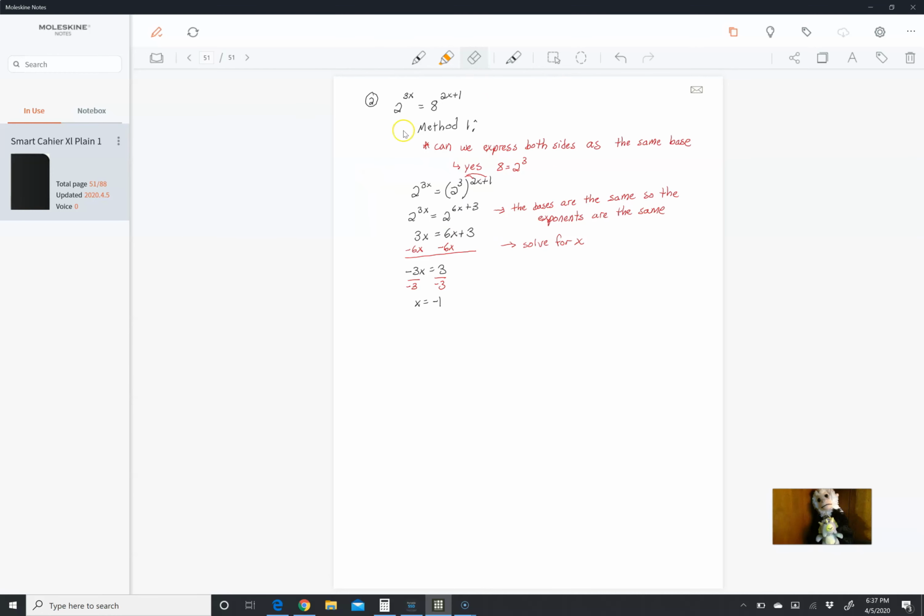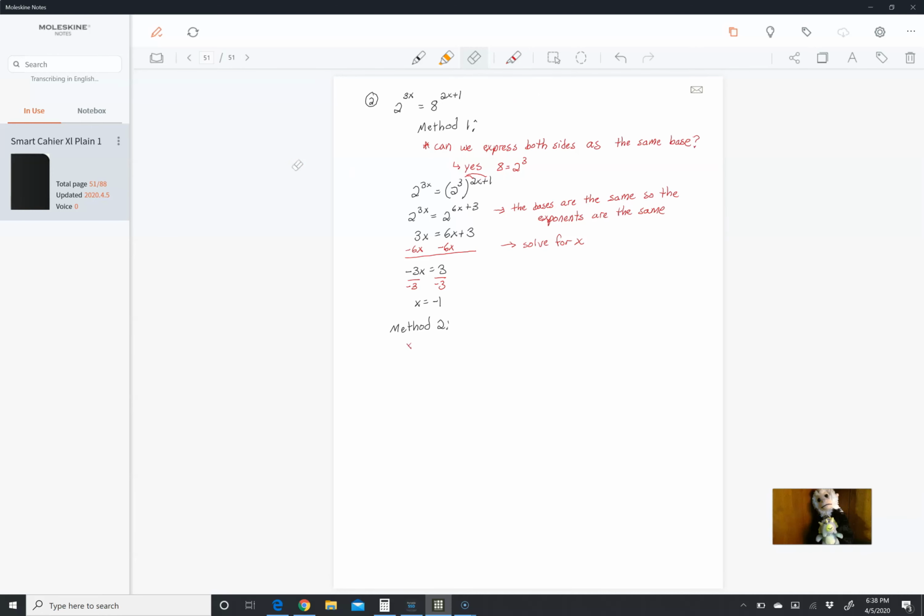Okay, so let's take the second method. The second method is really for somebody who can't spot very quickly that you can express 8 as a base of 2. Most of you will be able to do that, but when we get to other problems, you might not be able to do it so quickly, or you might not be able to express both sides as the same base. So method 2 will always work, whereas method 1 only works under this situation. Okay, so let's take method 2. The big difference is we don't have to check for this. We don't have to look to see if we can answer that question. Okay, this is the big question.